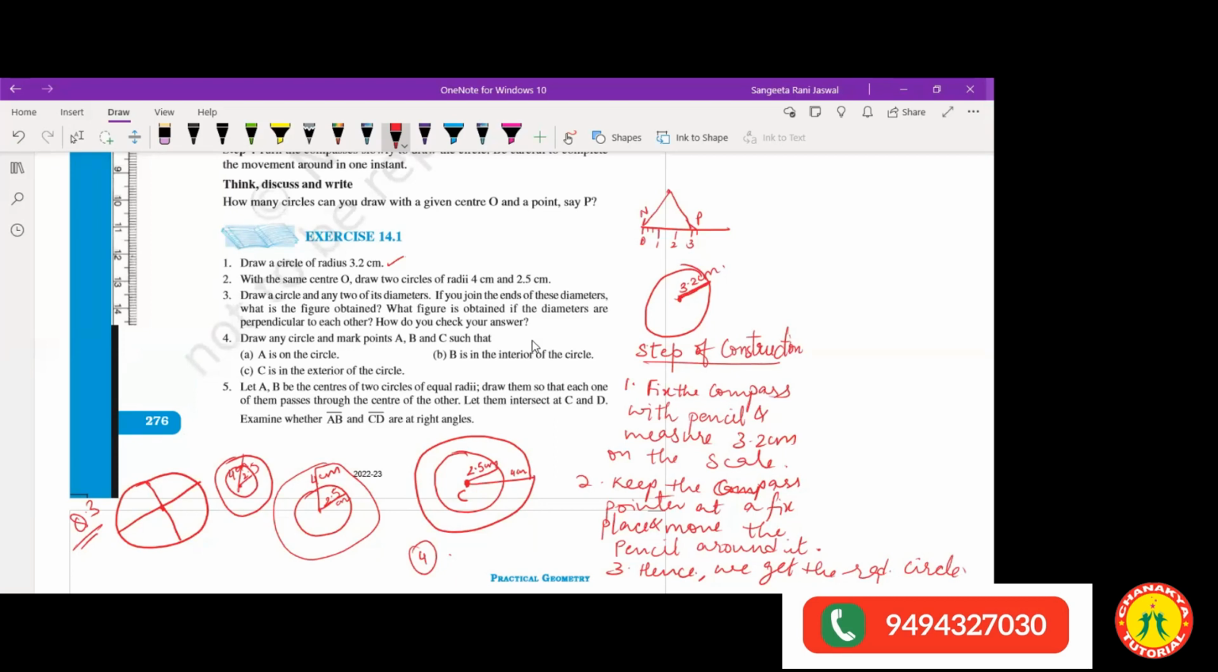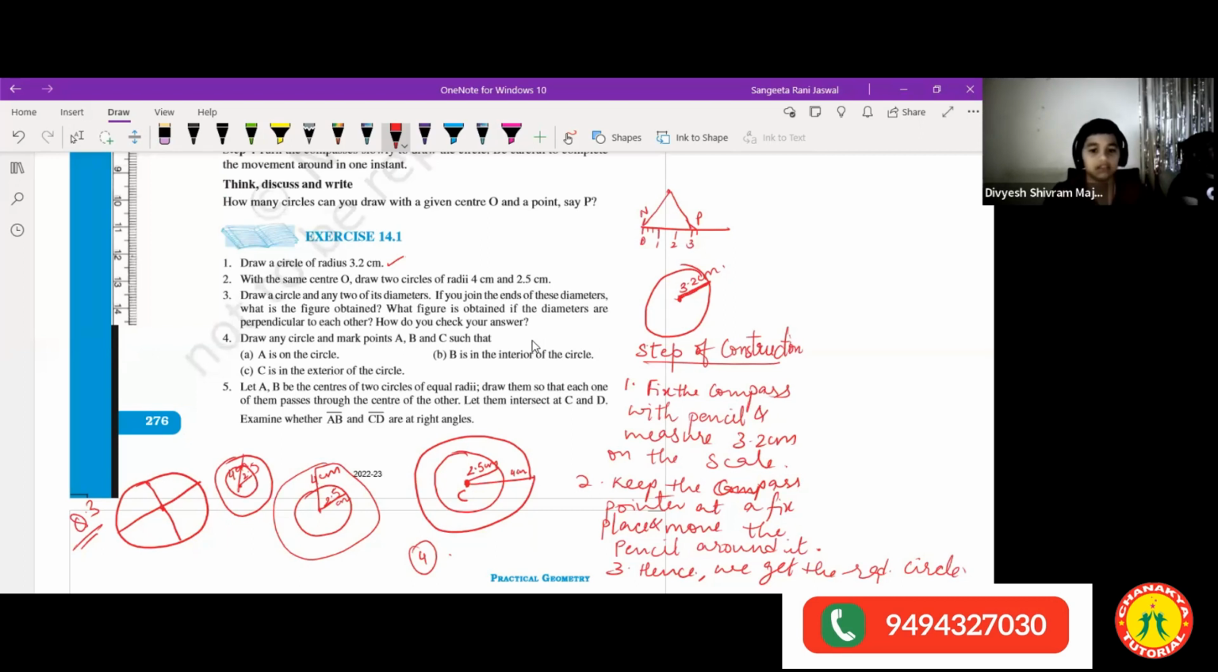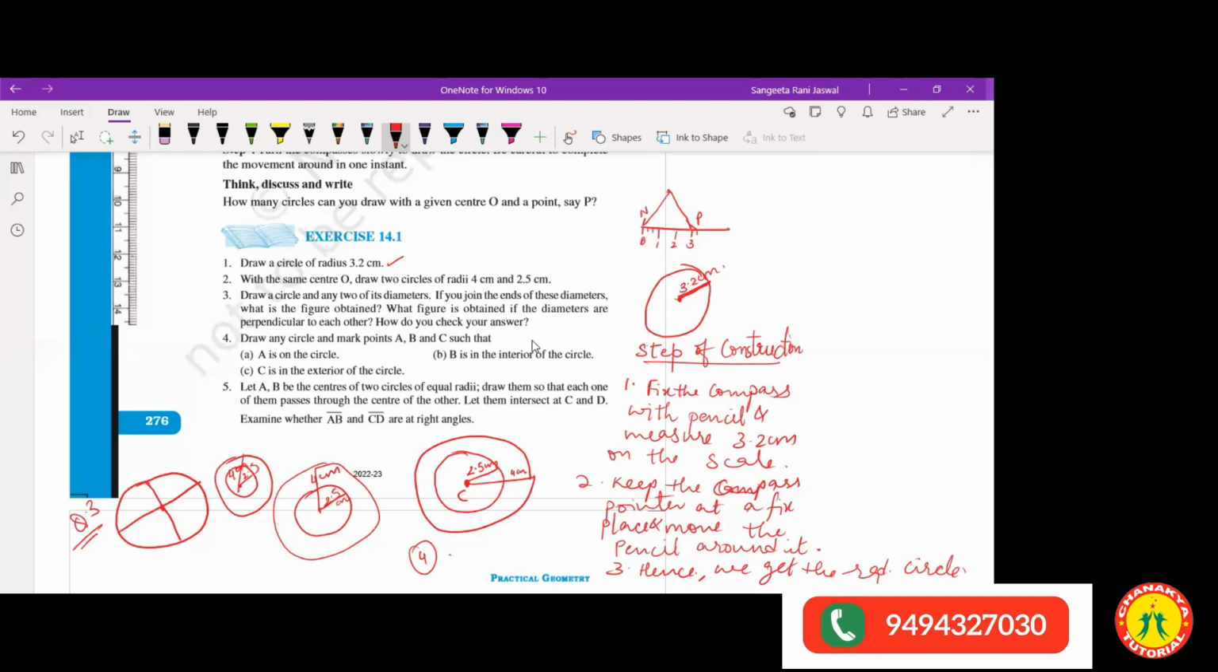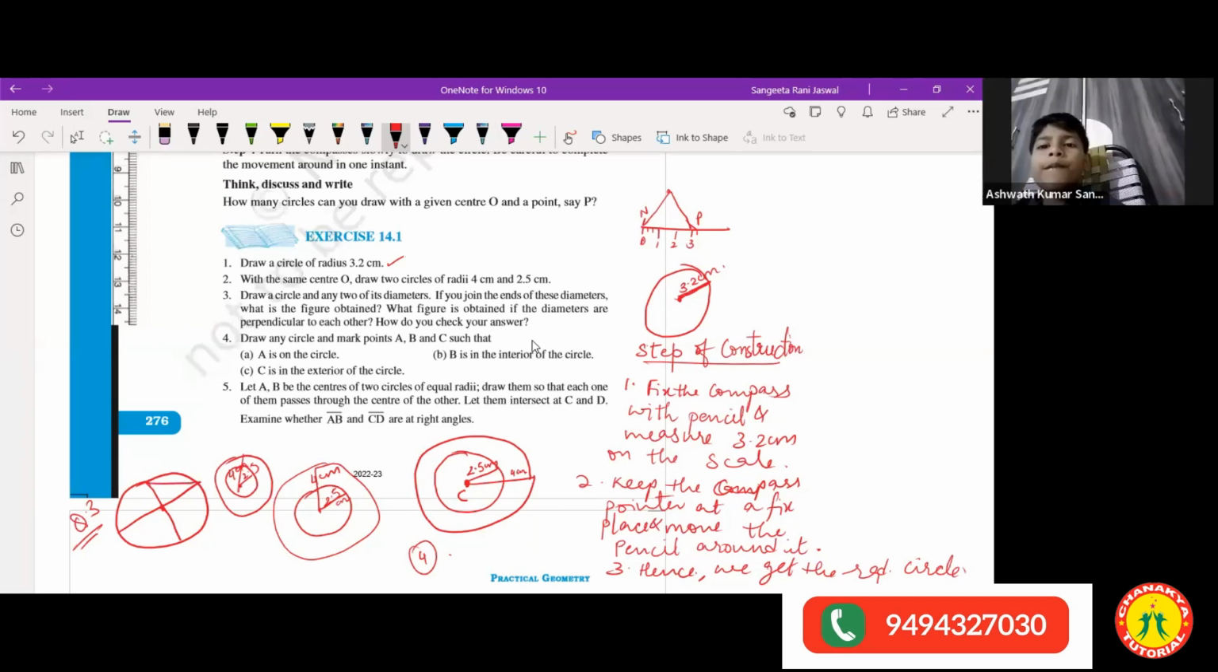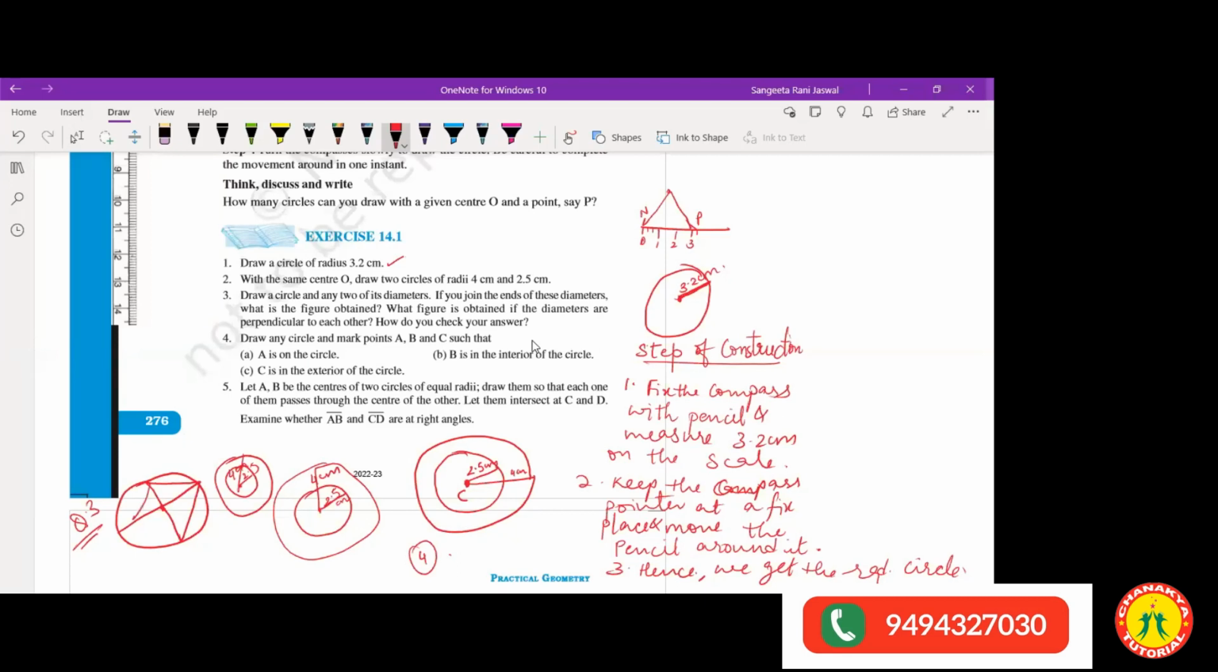You have to make two diameters. These two diameters are perpendicular to each other. That means they are making a plus sign in the center. Now join the ends of the diameters. I join this, I join this. The line is going like this. I have joined all the ends of the diameters. Now I just have to tell what figure I have obtained here.